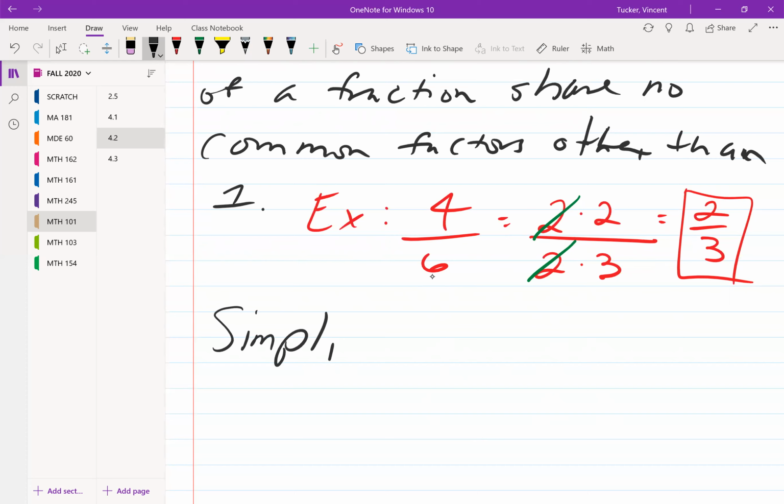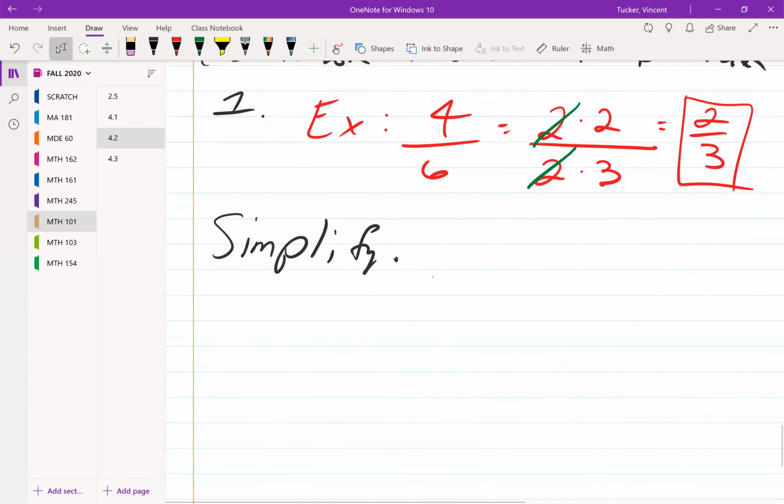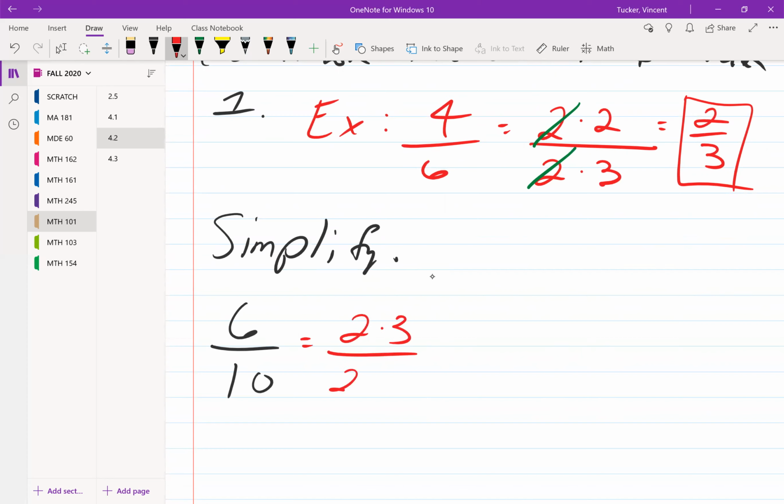So directions could just say simplify. All right, so they give you 6 over 10. 6 is 2 times 3. 10 is 2 times 5. 2s cancel. 3/5.